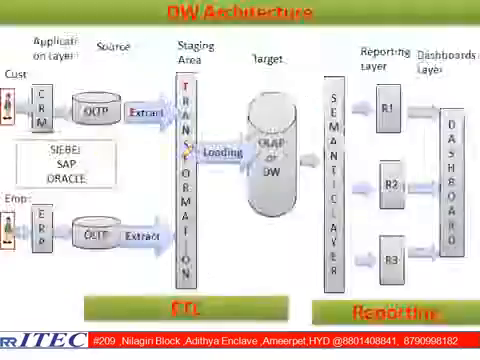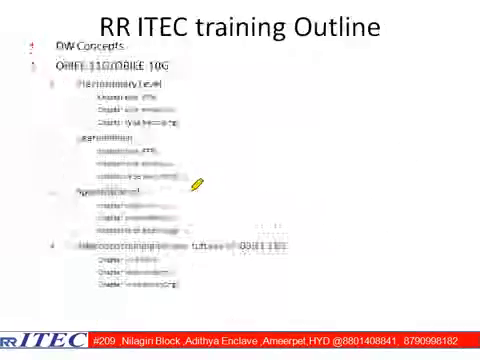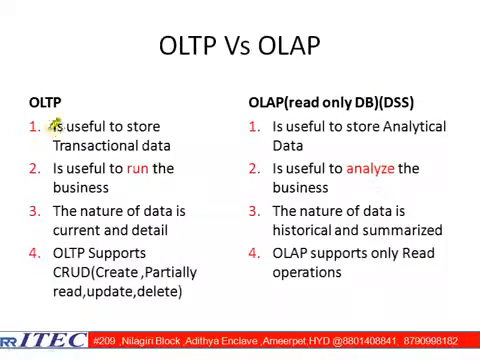Now, if you go and see these 3 points, they commonly come here also. And opposite to these 3 points, here we are storing analytical data. This is useful to analyze our business, whereas OLTP is useful to run our business. OLTP is storing current and detailed data. Current opposite historical, detail opposite summarized. So these are the 3 points I derived from yesterday's points only.